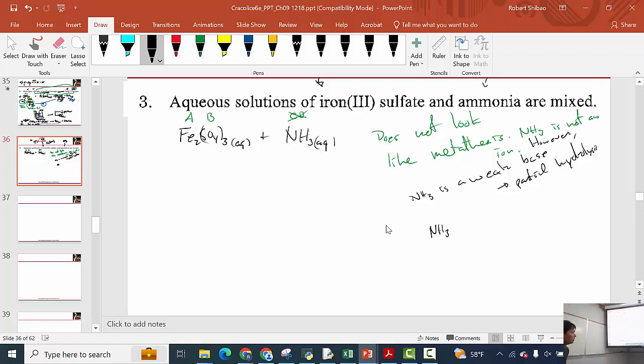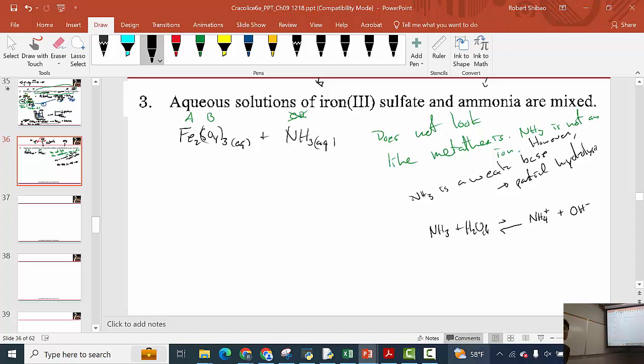So ammonia will partially hydrolyze water, in what forms? NH4 with a charge of plus one, and hydroxide.